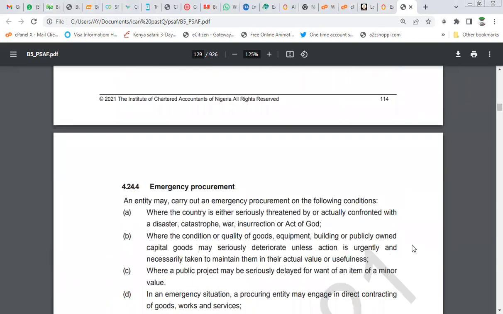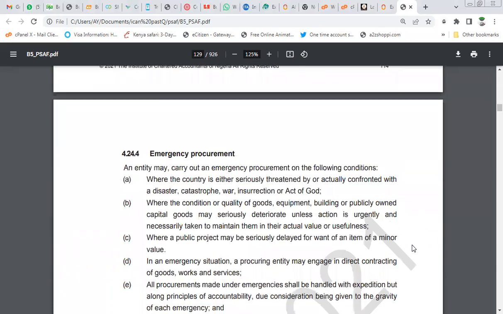Emergency procurement. In a situation of, for instance, during COVID, the government didn't have time for bidding processes because the whole world was in calamity. So the procurement will be based on whosoever is available supply. So an entity may carry out an emergency procurement on the following conditions: where the country is either seriously threatened by or actually confronted with a disaster, catastrophe, war, insurgent, or act of God nature. You can also read that one, so that you have an idea, a broader idea.